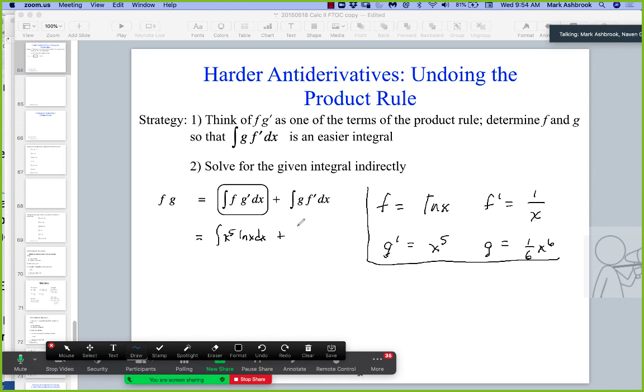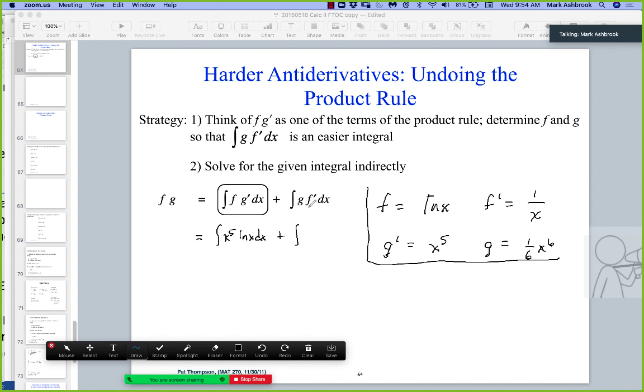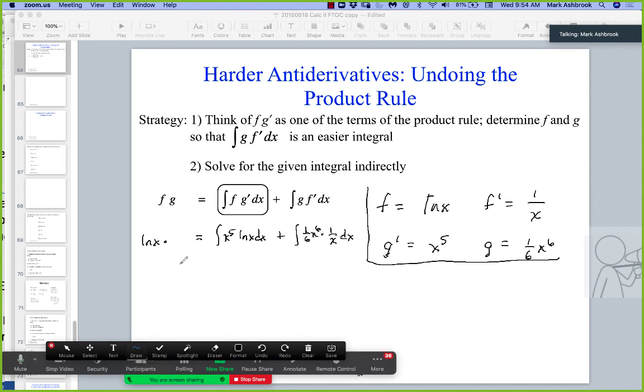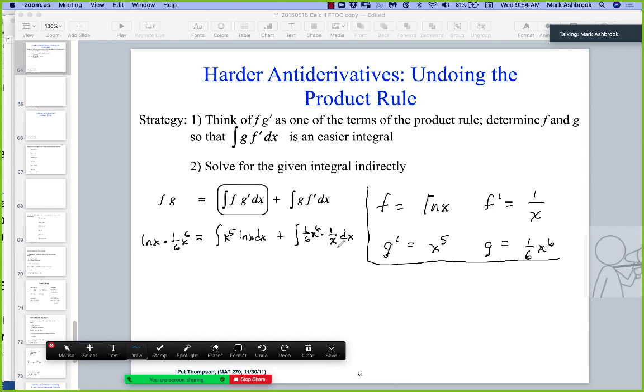All right, so then this integral would be g f prime dx. So what's g? 1/6 x to the 6th, times f prime, 1 over x. And then our f times g would be ln of x times 1/6 x to the 6th. So now, question: did we end up with something easier, doable?